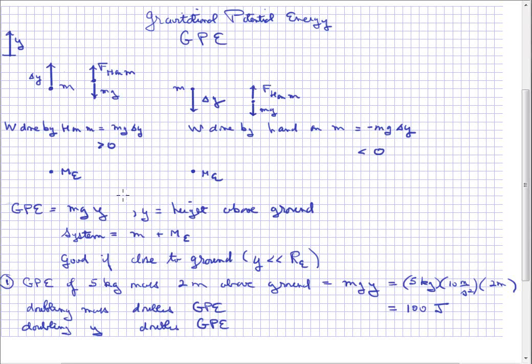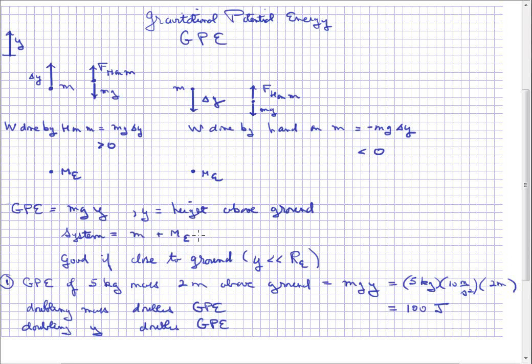So to encapsulate this definition, and in order to keep account of the gravitational potential energy, what we do is we define gravitational potential energy to be m times g times y. Mass times the acceleration of gravity times y, the height above the ground. And it is important to understand that this energy is shared between little m and the mass of the Earth. And so the system you have to use if you're doing this is the mass m and the mass of the Earth together.